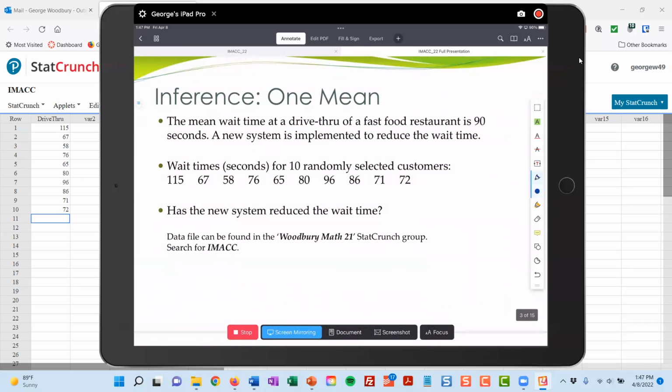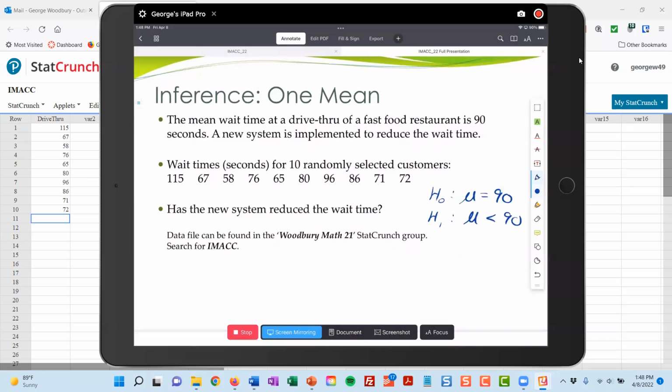I've got a sample problem that I'm going to use as my starting point. The mean wait time at a drive-through of a fast food restaurant is 90 seconds. A new system is implemented to reduce the wait time, and I've got the times listed. If we're trying to show that the wait time has decreased, we're testing a null hypothesis that the mean is 90 seconds versus an alternative hypothesis that the mean is now below 90 seconds. So this is a standard one mean test.